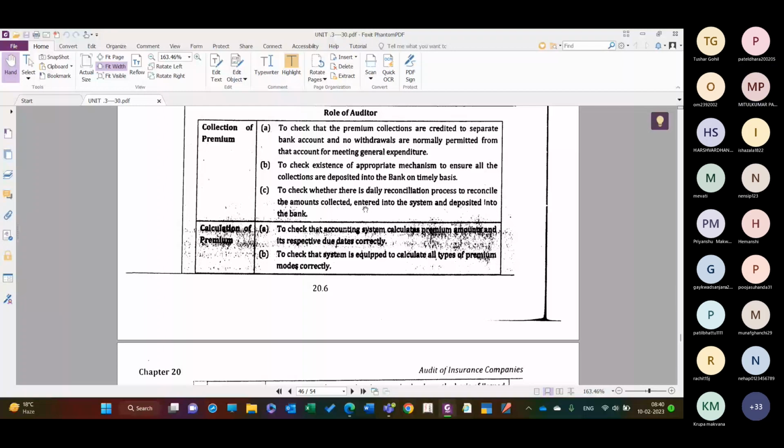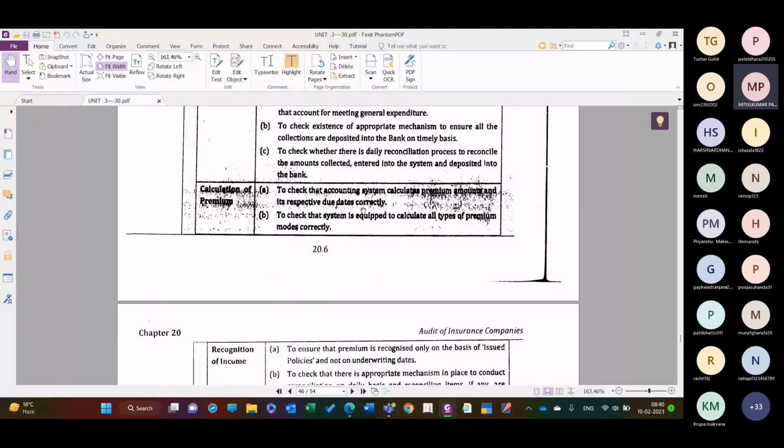Calculation of premium: to check the accounting system calculates the premium amount and its respective due dates correctly, because nowadays system will show which policy के ऊपर कितना प्रीमियम अवेलेबल है. तो जो पॉलिसी इश्यू हुई थी उसमें जो लिखा है और जो सिस्टम बता रहा है वो दोनों सेम होना चाहिए. Obviously calculation of premium means auditor will not calculate the premium, right. यहाँ पे जो सिस्टम कैलकुलेट कर रही है वो करेक्टली कर रही है, उसके बारे में बात है. And its respective due dates correctly. To check that the system is equipped to calculate all types of premiums mode correctly, whether it is semi-annual, quarterly, monthly, annually, whatever it would be.